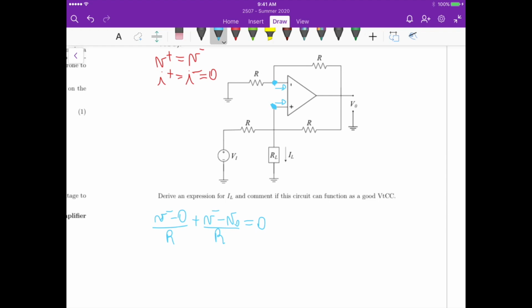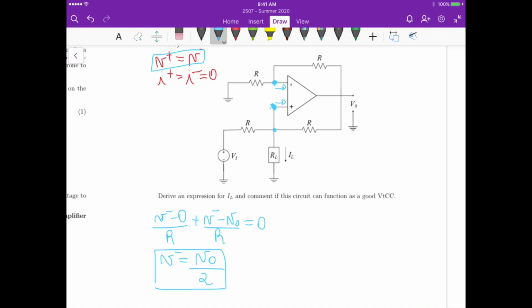So if we manipulate this equation, we get that V minus is equal to V out divided by 2. Okay, so this is the first equation that we get. And remember that V minus is equal to V plus. So if we know the voltage here, we know the voltage there.